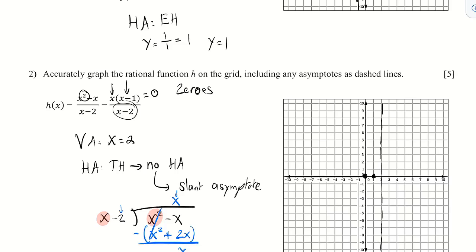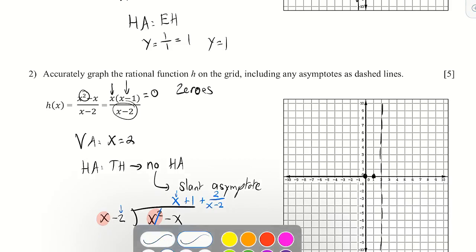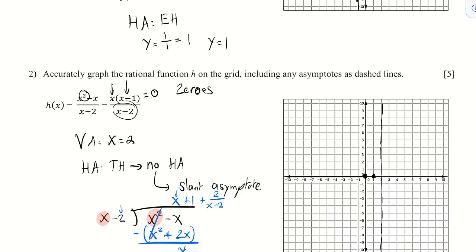What times x gives me x? Well, that would just be 1. So that would be x minus 2 in a group of parentheses. Subtract. Those two cancel, but that changes the minus 2 to plus 2. And that's technically going to be my remainder. So I'm going to say x plus 1 plus 2 over x minus 2. So that is doing long division, breaking down this actual graph.